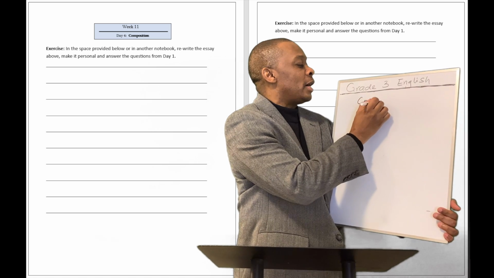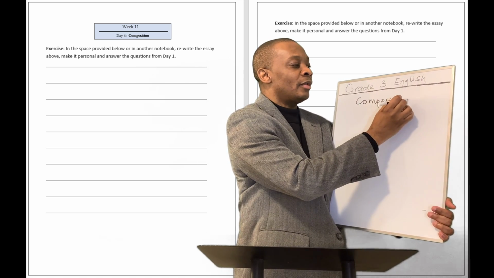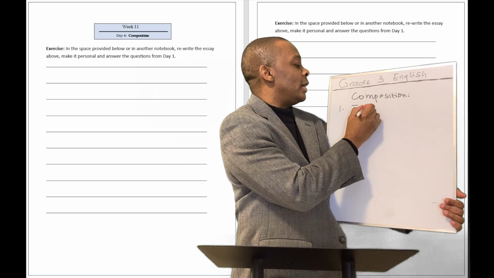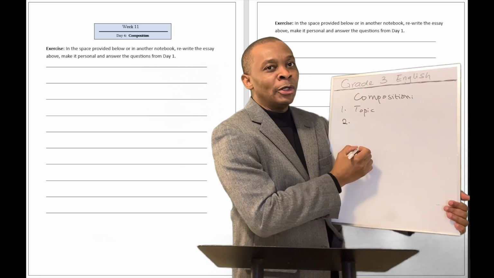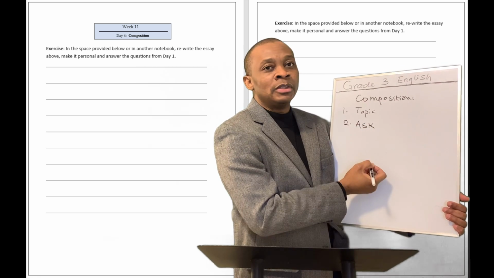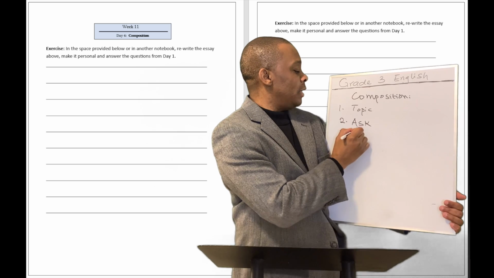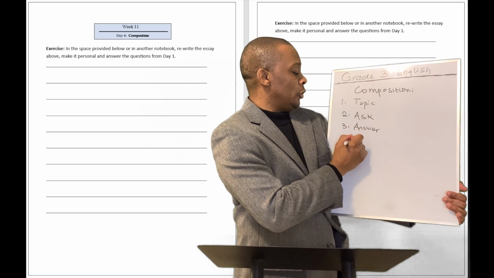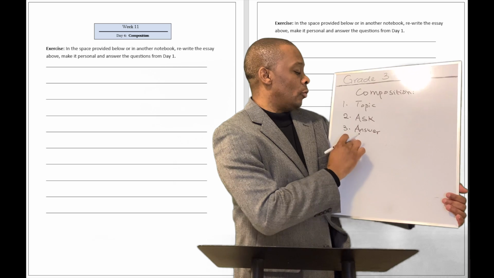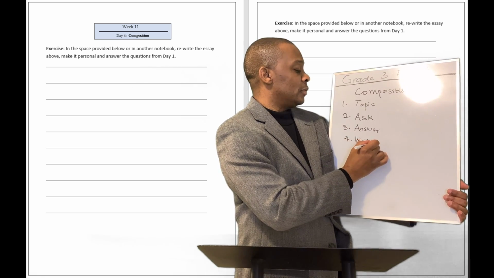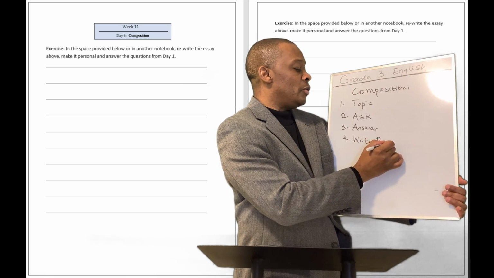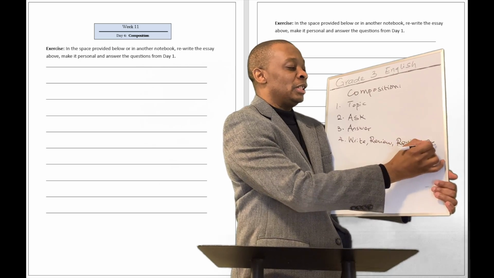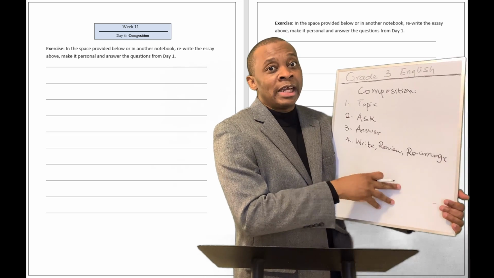What's our composition strategy? Can somebody remind me? Number one, you're going to identify a topic that you're going to be writing about. Then number two, you are going to ask yourself questions about that topic. Then you're going to answer your questions. Number four, you are going to document your answers or write them down. Write your answers, review your answers, rearrange your answers. And by the time you put it all together, you would have composed an essay.